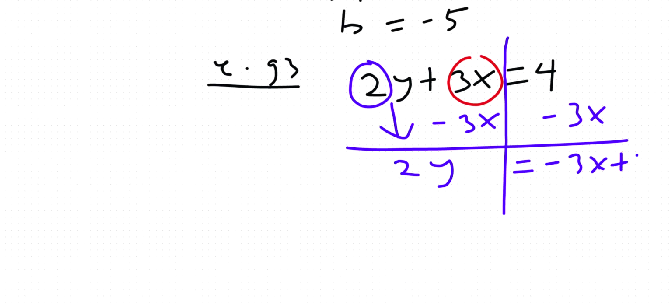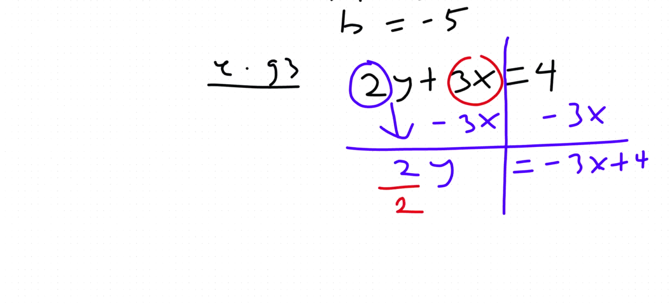The next thing now is to remove our 2. How do we remove 2? Since the bond between 2 and y is multiplicative, there's a multiplication sign between 2 and y. 2y is 2 times y. So to cancel it is going to be the opposite, which is division. Divided by 2.